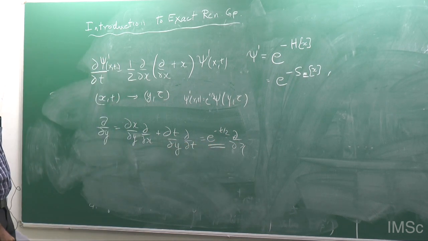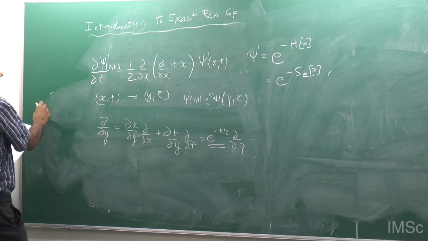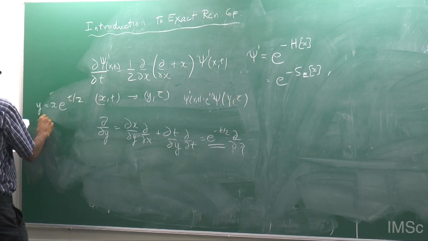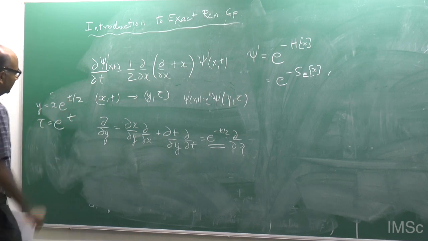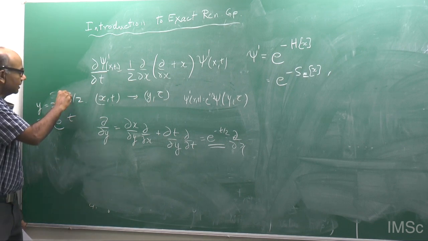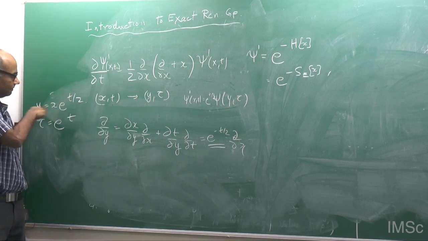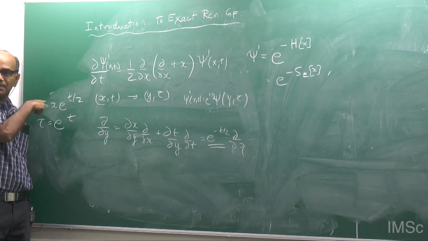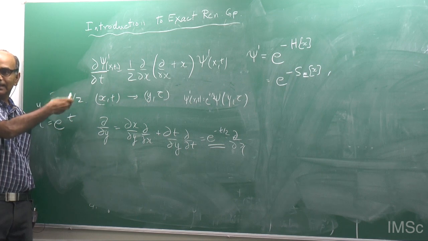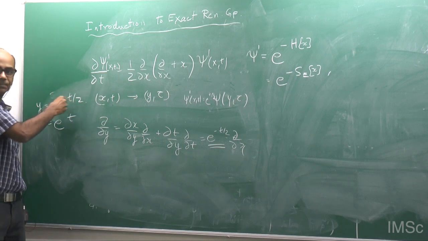So again, sorry, I didn't write down the transformation. Y equals x e to the power of t by 2 and tau equals e to the power of t. Okay, so this is the transformation. This transformation is fairly typical of what happens in RG. If you think of this as a field, this is like a scaling, okay, with some time.